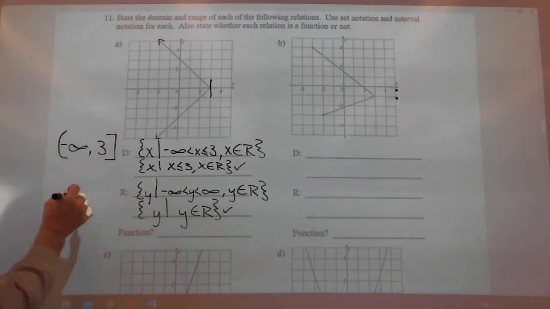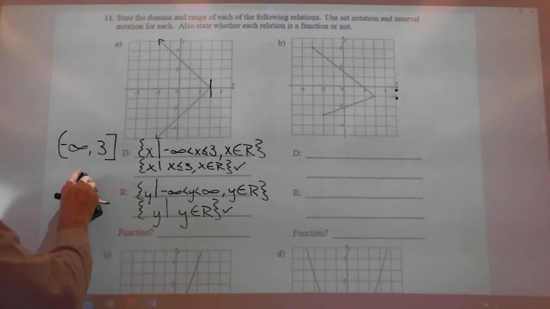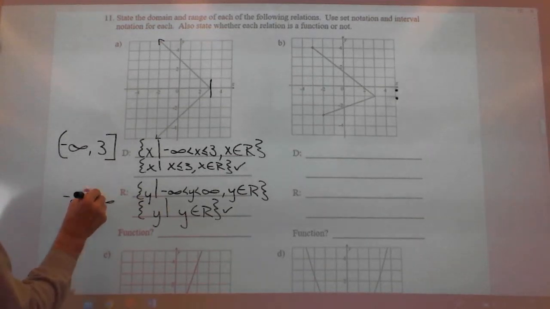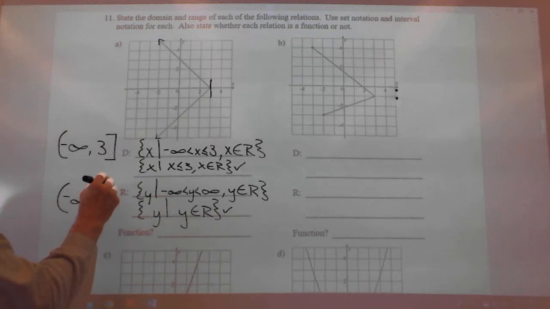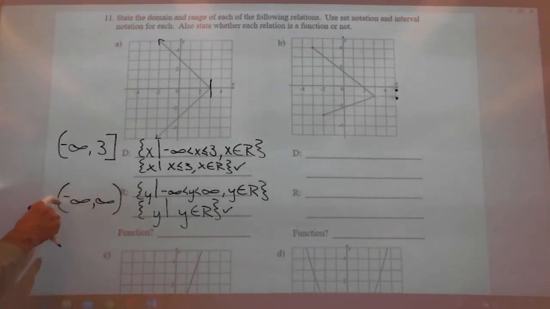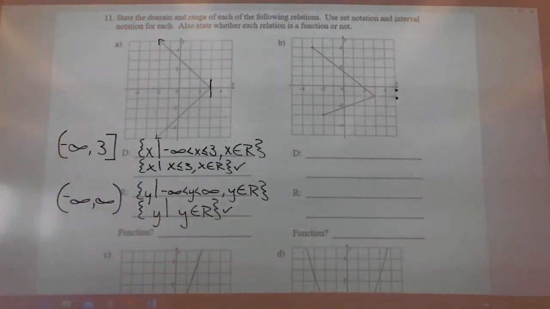For the range, again, we said it goes from negative infinity to positive infinity. Since they're both untouchable, they're not included, so we use round brackets. Okay? We'll do one more.